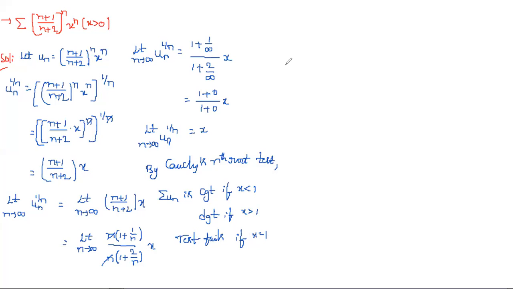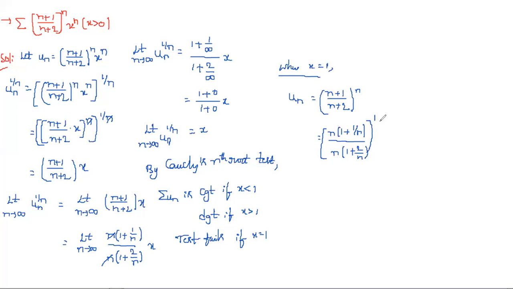So now we have to check at x equal to 1 also, whether it is convergent or divergent. When x is equal to 1, what about u_n? So u_n is equal to ((n plus 1)/(n plus 2)) whole power n, because x is equal to 1. Now you can simplify this, take n as common. If you take n as common, what do we get? (n into (1 plus 1 by n))/(n into (1 plus 2 by n)) whole power n. Here the n and n both will cancel.